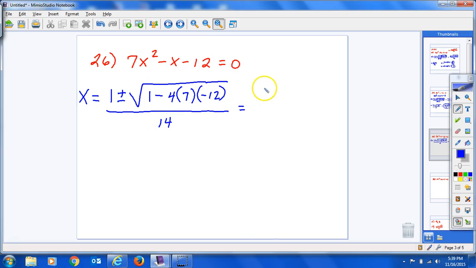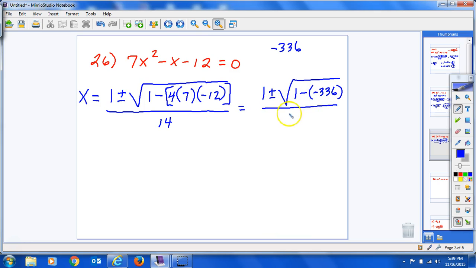Okay, so let's simplify underneath the radical. And once again, we need to multiply these three numbers. When you multiply 28 times negative 12, you get negative 336. So really, I'll just go ahead and show this so you can see it. Again, this is an area that a lot of people miss. It's like you're subtracting negative 336 from 1. Okay, so just continuing on down here, we have 1 plus or minus the square root of 337 all over 14.